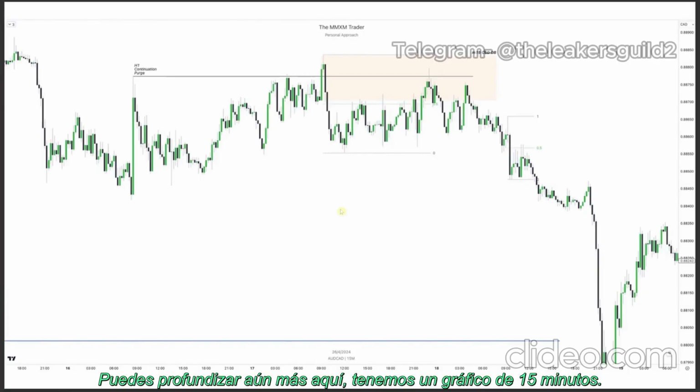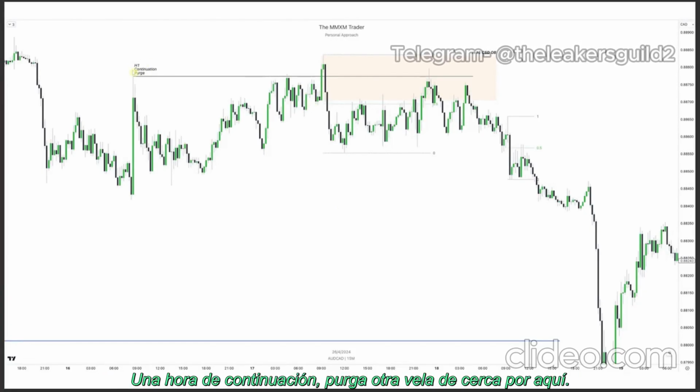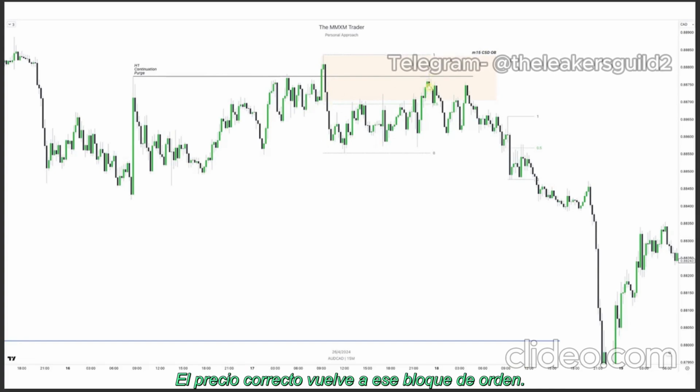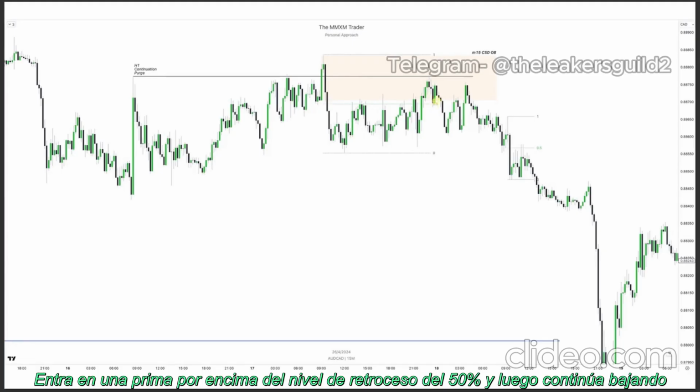You can dive in even deeper over here. We have the 15-minute chart, right? 1 hour continuation purge, another one. Up close candle over here, which is a bearish order block. 15-minute change in the state of delivery order block, right? Price comes back into that order block, into premium above the 50% retracement level, and then continues down lower.